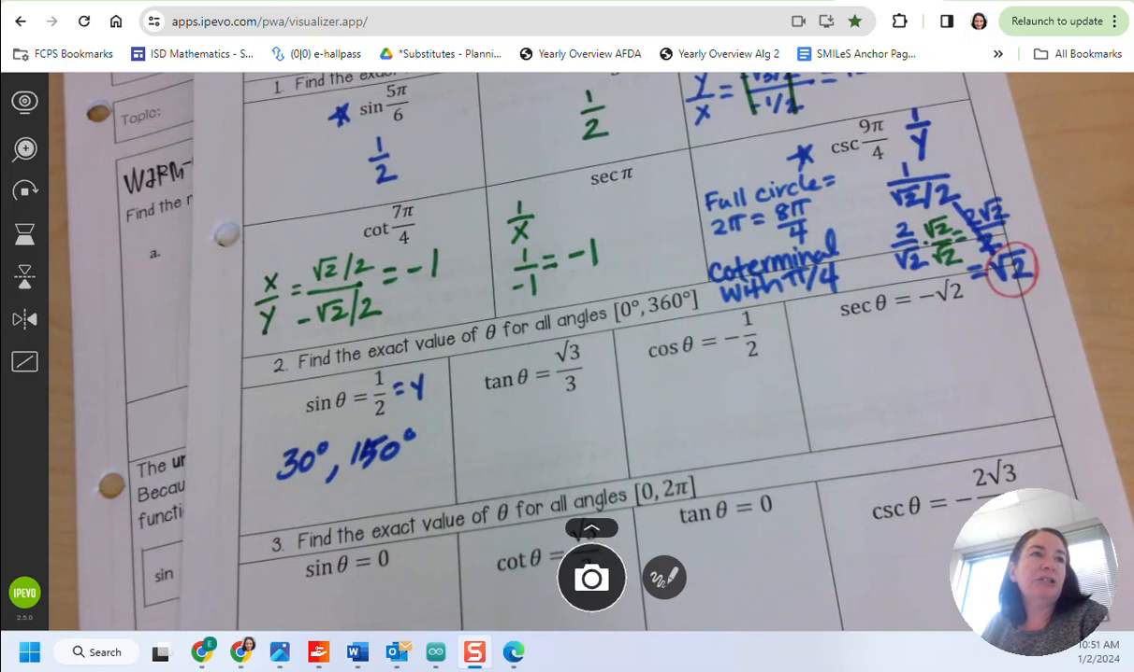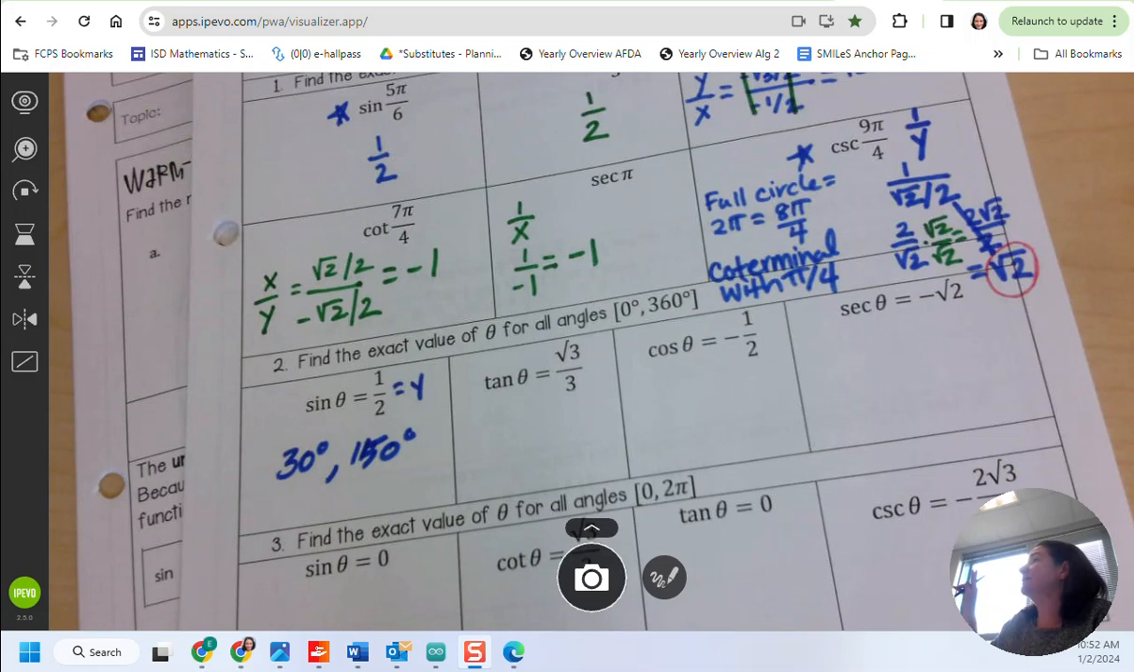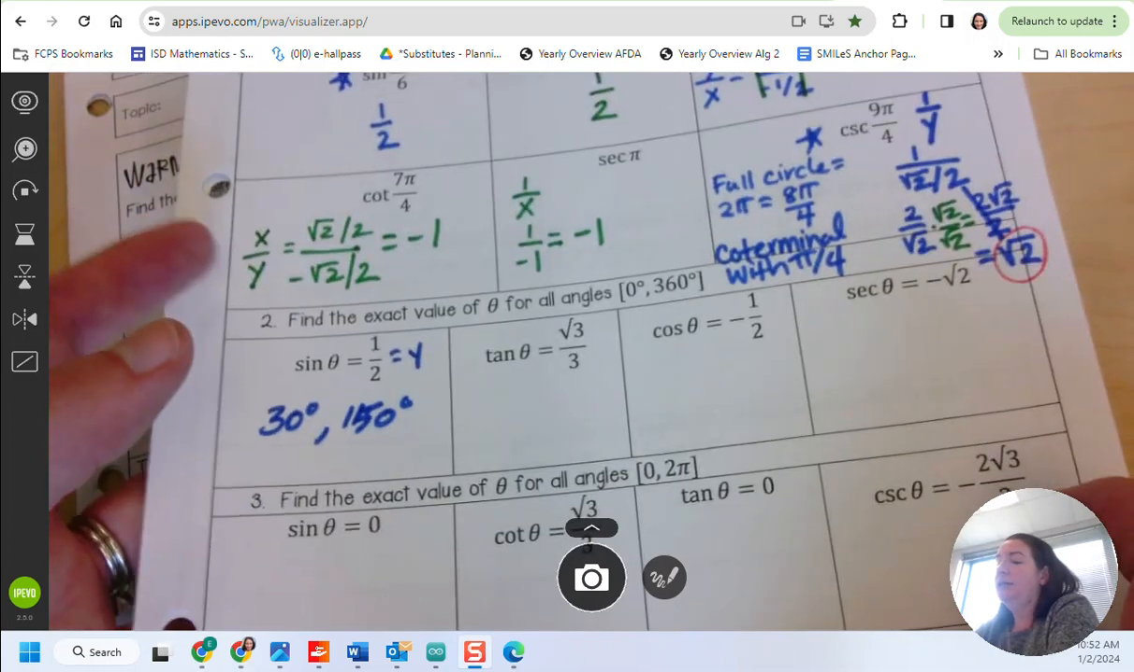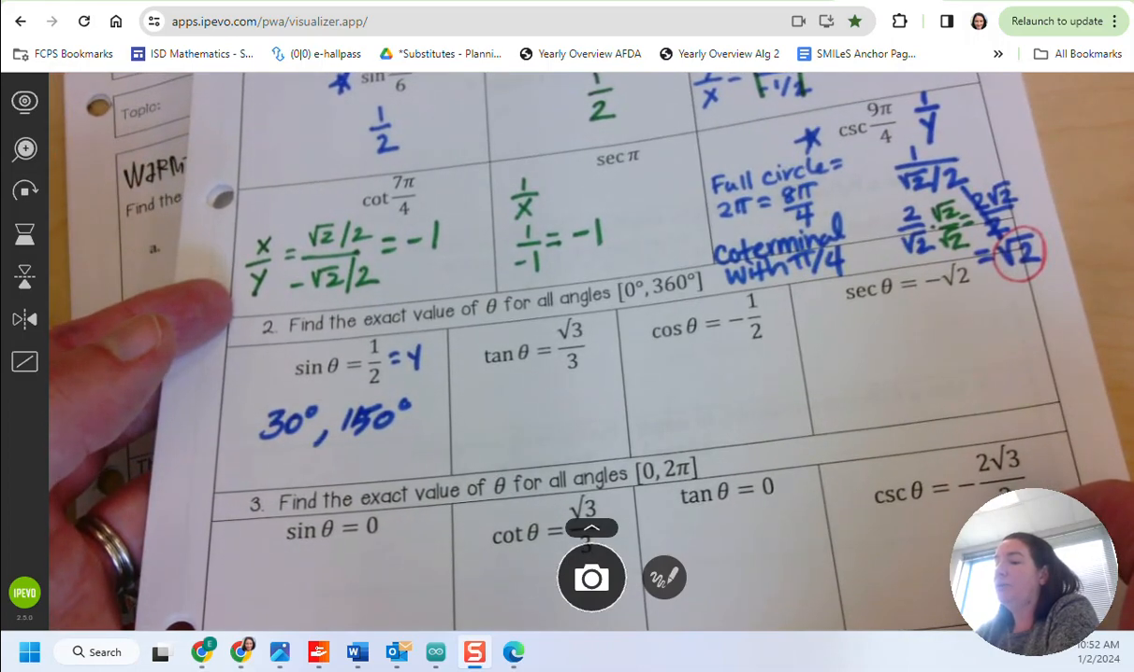All right, let's do the tangent. Root 3 over 3 is positive, right? And the tangent's positive in which two quadrants? X and Y, or not. If they're both positive, in quadrant 1, yeah, that's true. And then Sophia reminds us also quadrant 3 has positive tangent because negative over negative is positive. So we're going to be looking for angles in quadrant 1 and in quadrant 3.